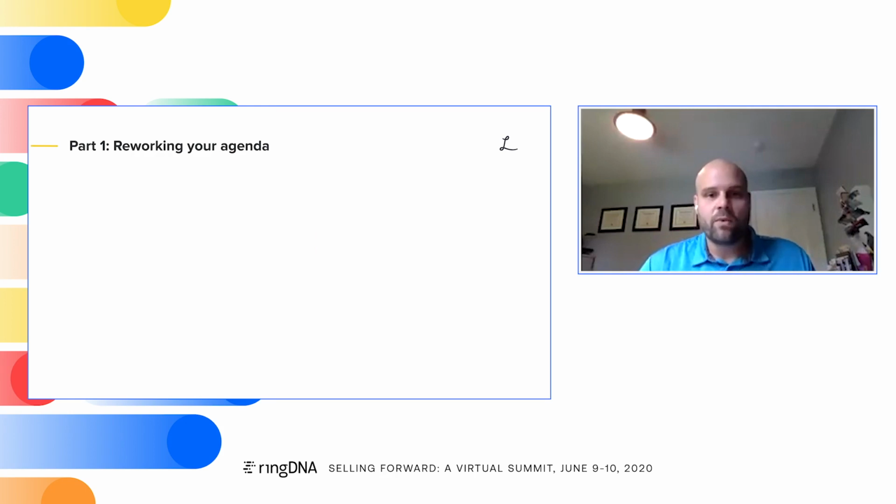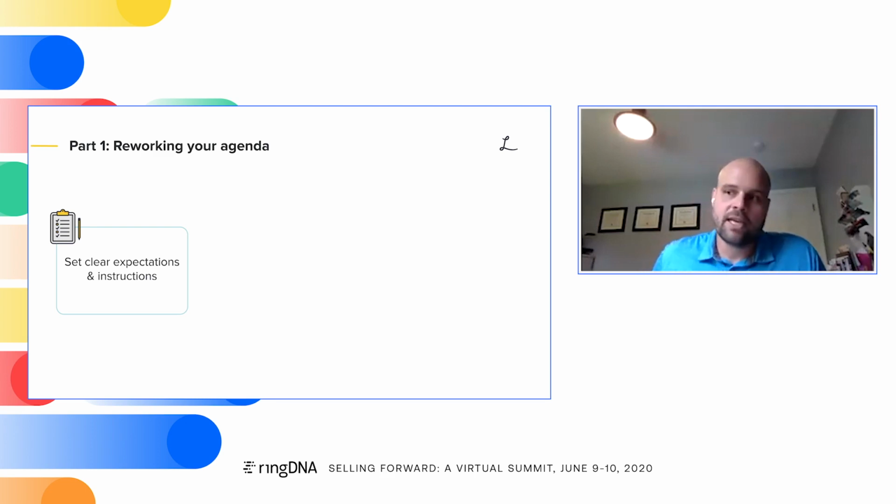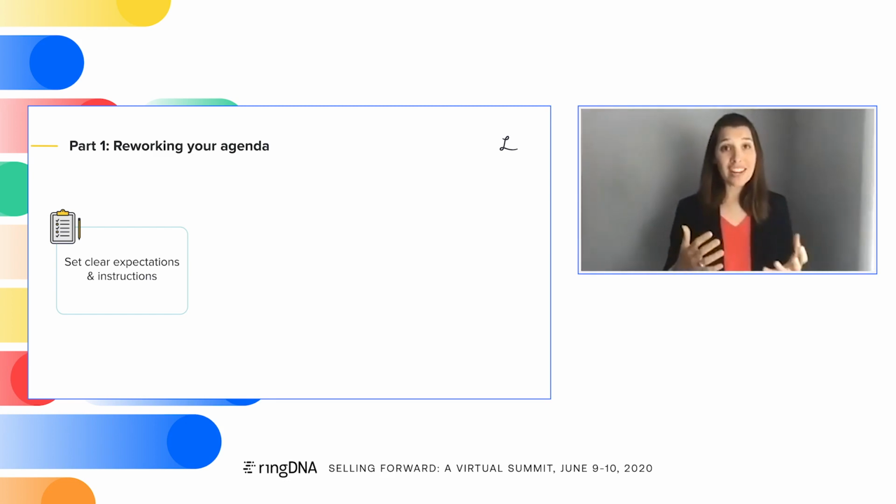All right, so part one here. Let's talk all about reworking your agenda. So the first thing I want to talk about is setting clear expectations and instructions. So Megan, I'd love to hear some of the ideas that you have around setting those expectations and instructions with your teams.